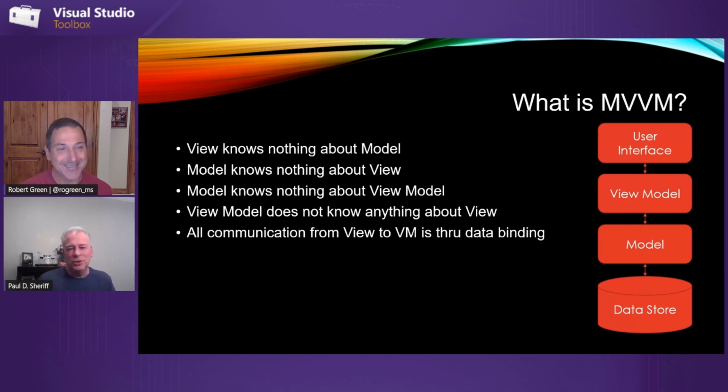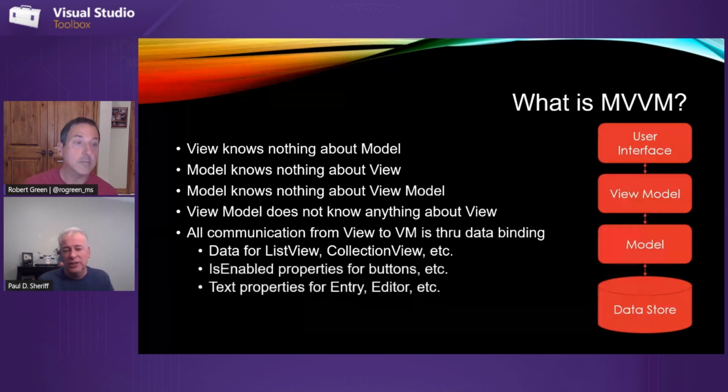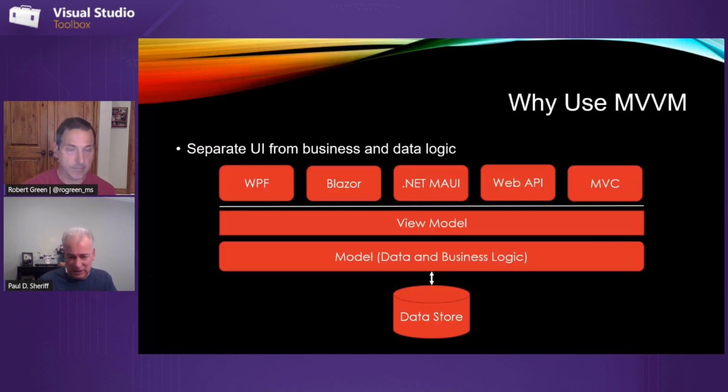But all communication from the view to the view model is done through data binding, okay? As much as you can. Now, obviously, there might be cases where you still need a little bit of code behind, but you want to try to do as much of it as you can through the view model. So the data for the list view, the collection views, whatever we need for a list of data, the is-enabled properties for buttons, the text properties for entry and editors and things like that. All of that should be done through data binding as much as possible.